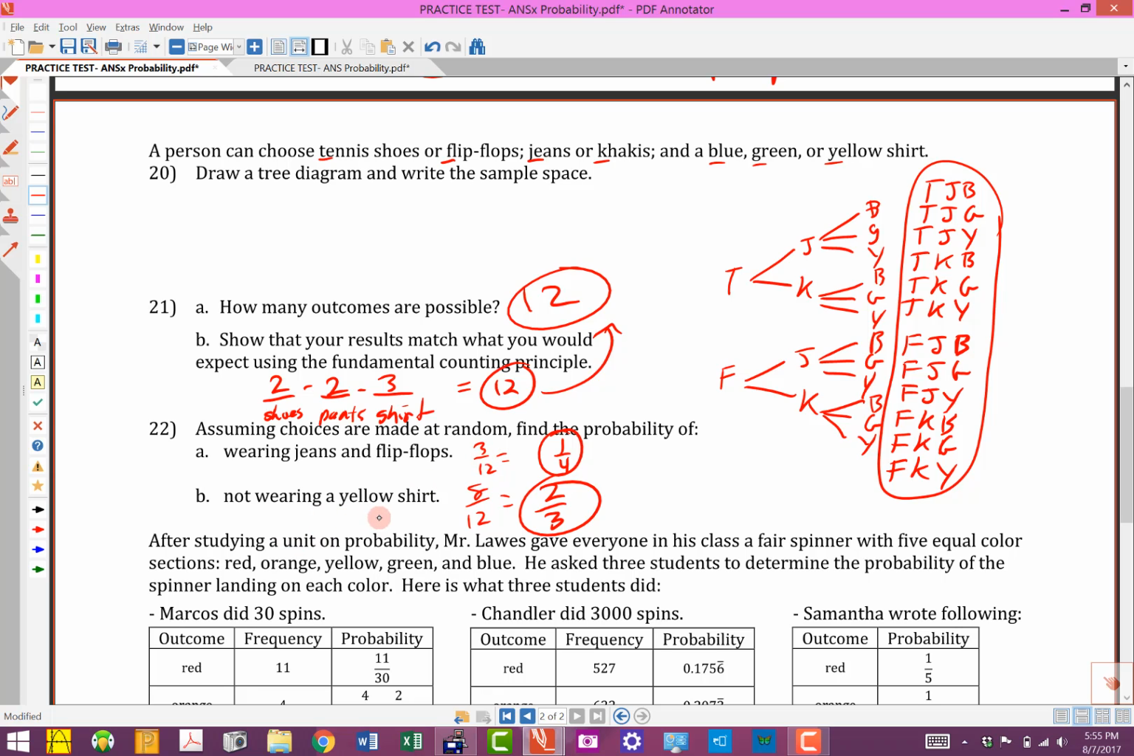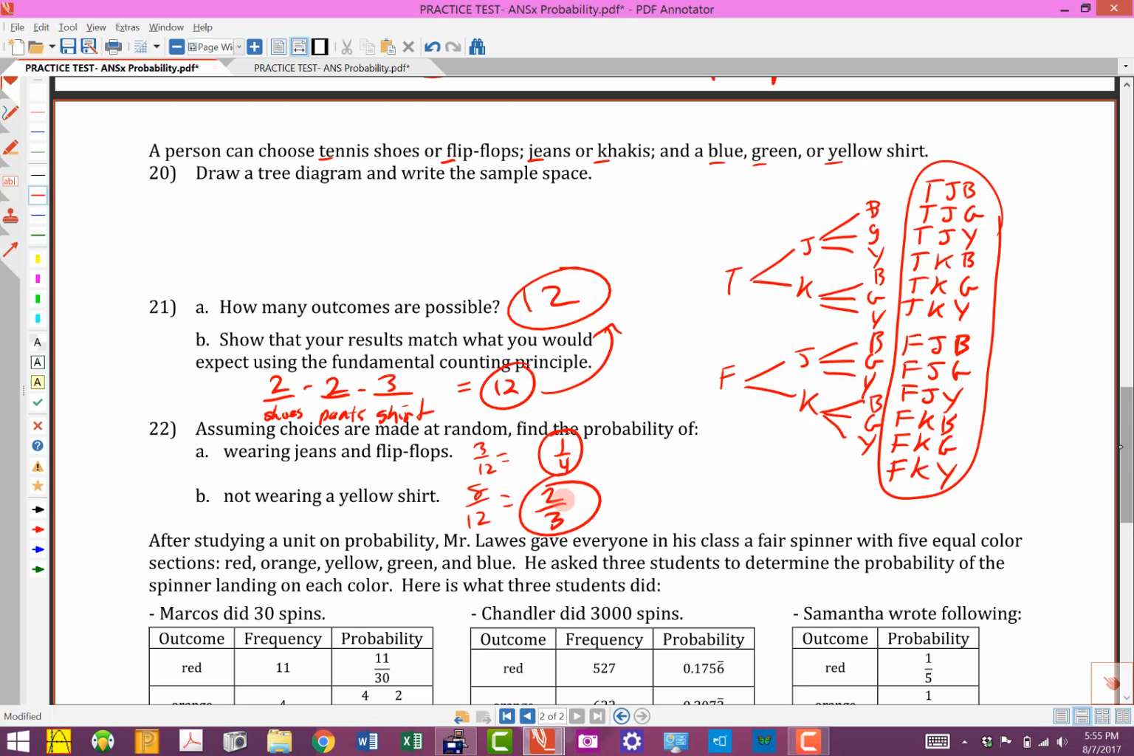And if we're not wearing a yellow shirt, that means we can wear anything else we want. That means we can use any combination of the blue and the green with any one of the other combinations of pants and shoes. So hopefully that kind of makes sense, but we've got 2/3 right there.